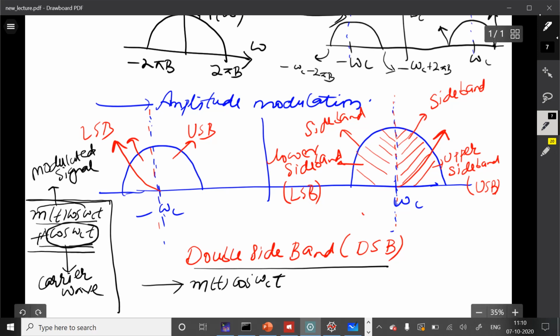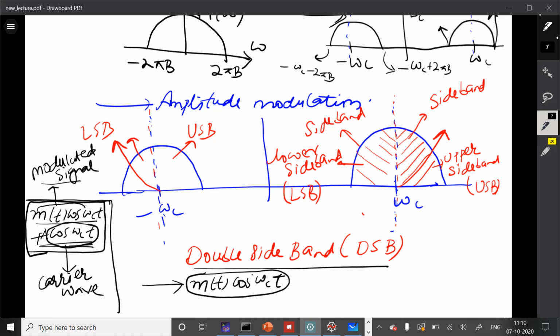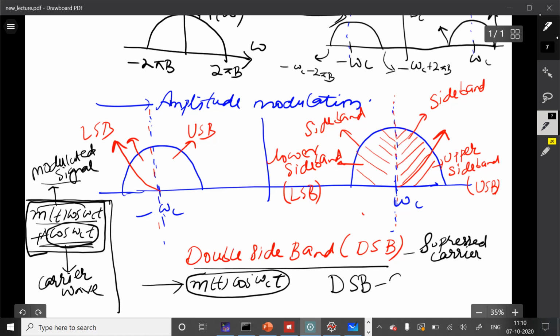So we will study this type of amplitude modulation wherein both the modulated signal as well as the carrier signal are available in the signal which is transmitted. Both components are present, but the one which we have studied in this lecture has only one component. There is only m of t cos omega ct which we are transmitting. So there is no carrier here, so we say that the carrier is suppressed. Hence DSB-SC, double sideband suppressed carrier.